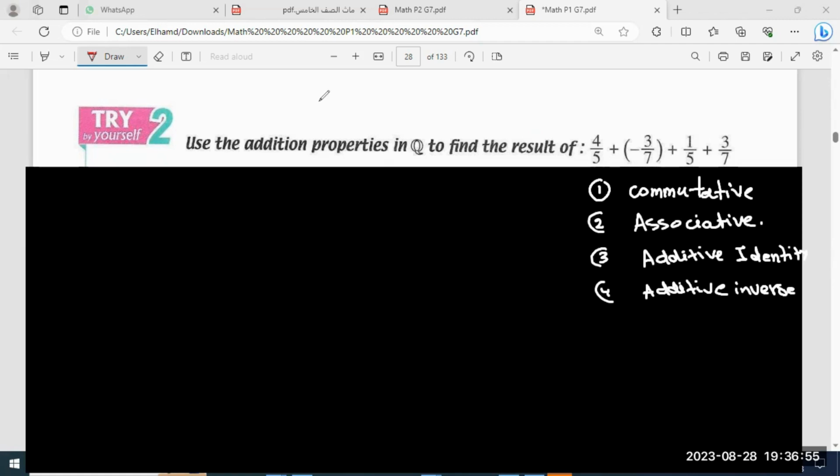Now you have 4 rational numbers: 4 over 5 plus negative 3 over 7 plus 1 over 5 plus 3 over 7. Which one is easier to you, Ruwaym and Miara: to add rational numbers with different denominators or with the same denominators? When I add 2 rational numbers with the same denominator, I think it's easier, Miss, more easy than taking 2 different denominators.